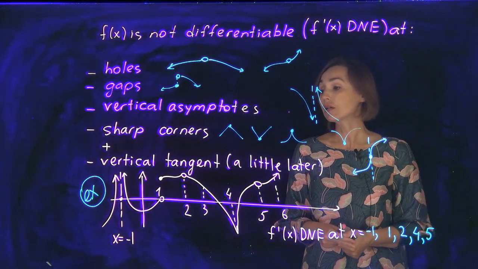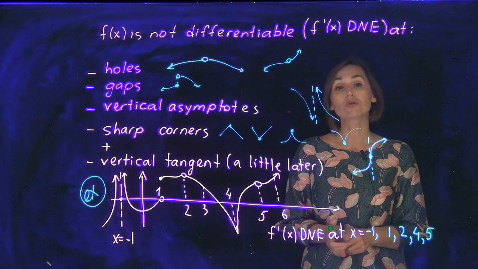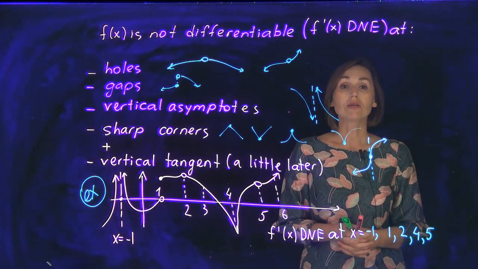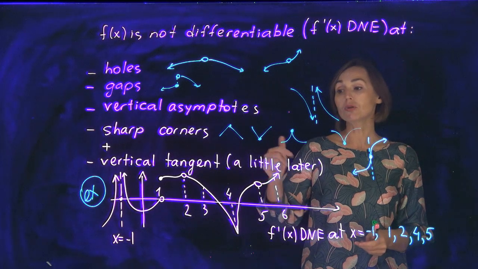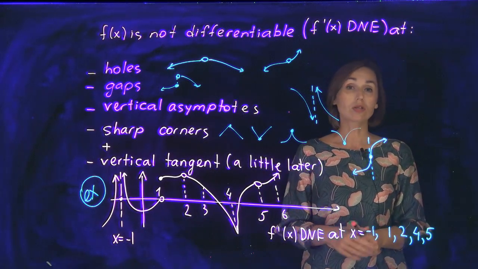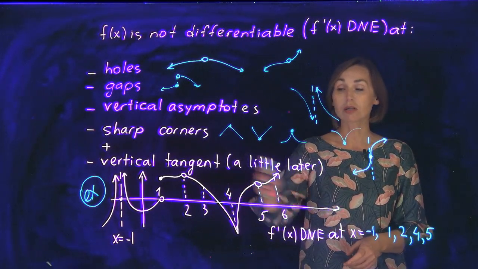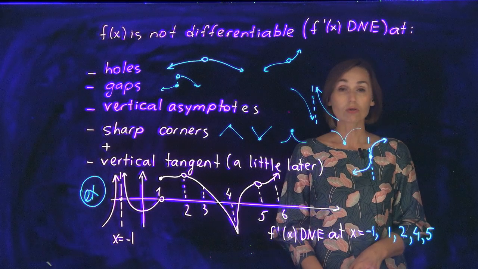That's how to analyze the given graph when you need to find points where the derivative does not exist. Find holes, gaps, vertical asymptotes, sharp shapes. A little later you will probably have examples with the vertical tangent, but not at this point, so this is enough now.